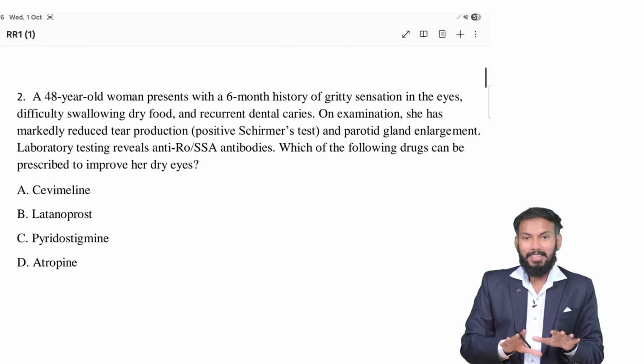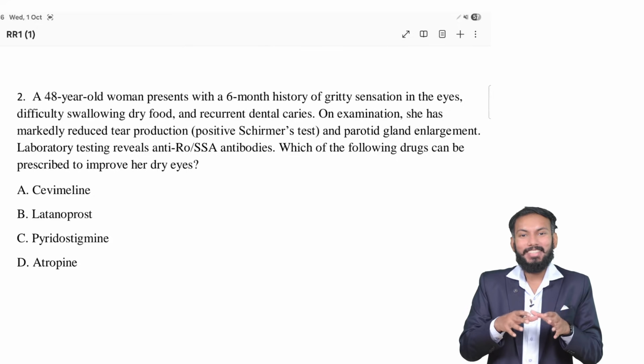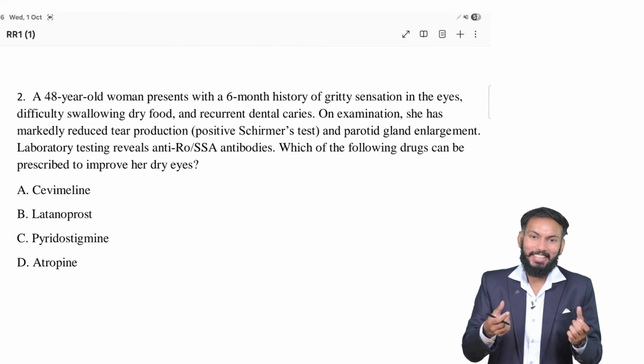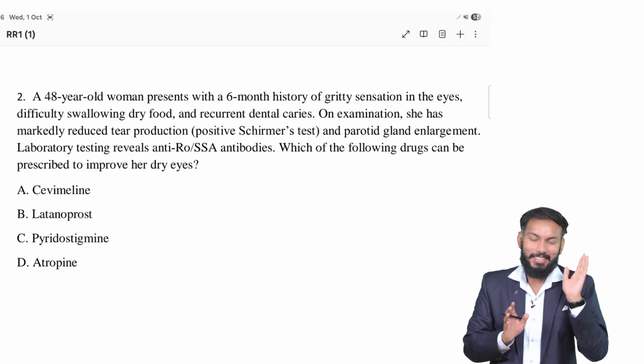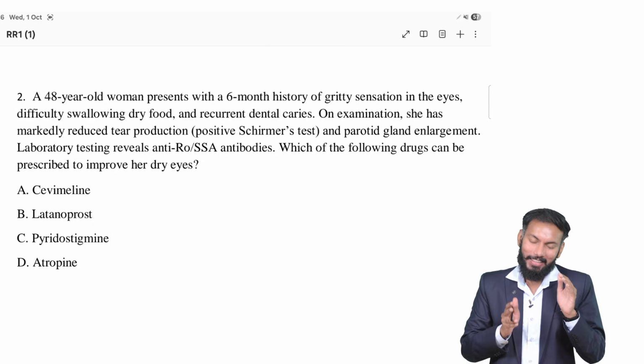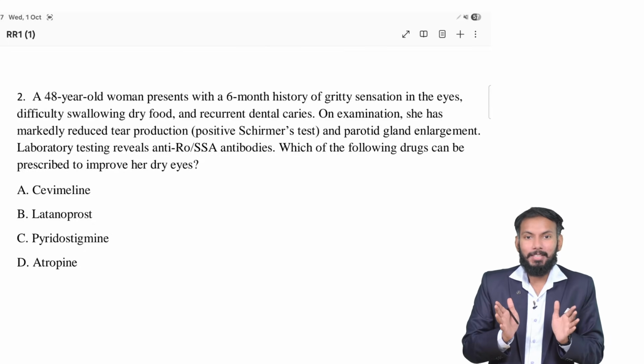This is how questions are asked nowadays. They will not ask you what is the drug of choice for this. Unfortunately, they will not give you the drug of choice for cholinergic poisoning in the options. That is in the olden days. Now they are giving you clinical scenarios. That is why I prepared these questions for you.